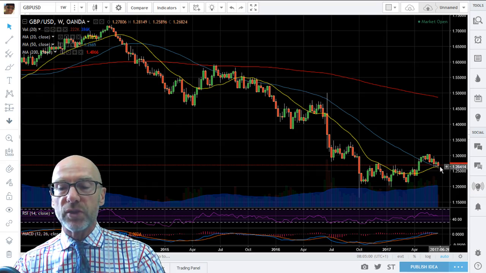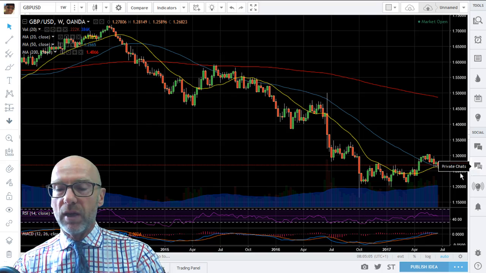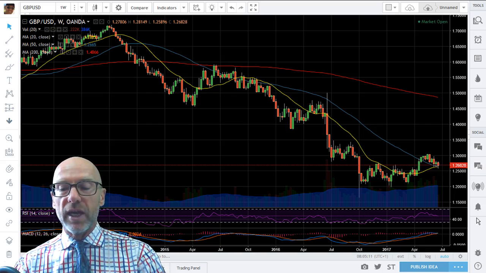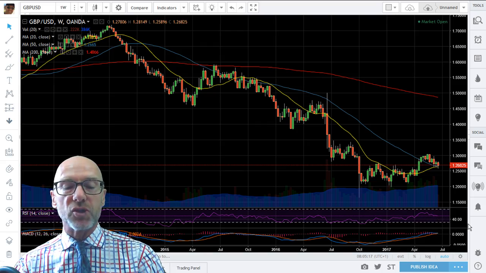However, there's also the 20-week. That's giving support as it moves upwards, and it's marginally below that 50-week. Here on the momentum indicators, RSI again just creating a downtrend, marginally below 50, 49.23, but the MACD still positive.